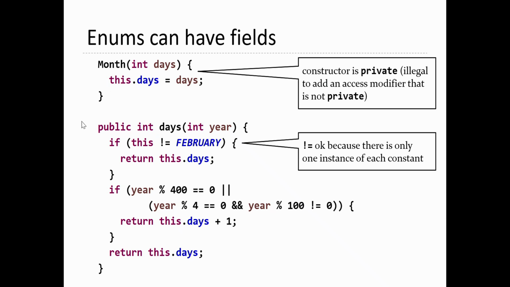And so there is an example of an enumeration that has a field. Because it has a field, it has a constructor, and it has a method that lets the user of the enumeration get back some information about each constant. So it basically looks like a regular class. It's called enum instead. The constructors are all private.